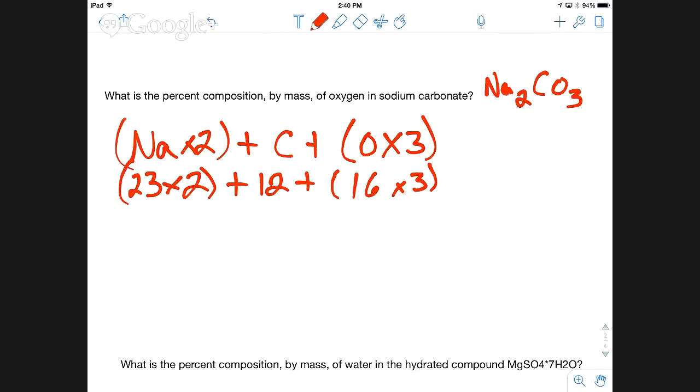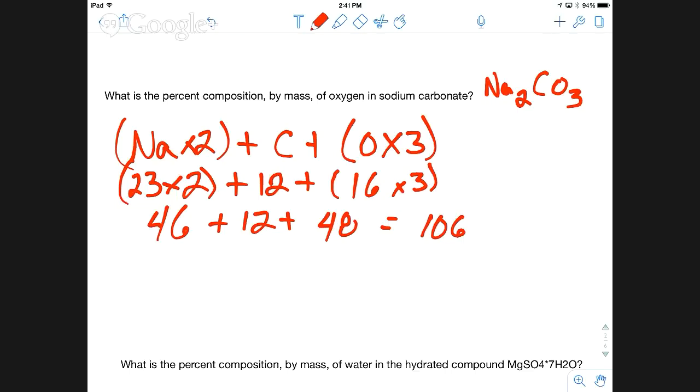So when I bring up my handy dandy calculator of science, which is probably not going to last too much longer because my batteries are dying, that's going to be 46 plus 12 plus 16 times 3 is, I know I should do it in my head, but I'm lazy, 48. And when I add all that together, I come up with 106.